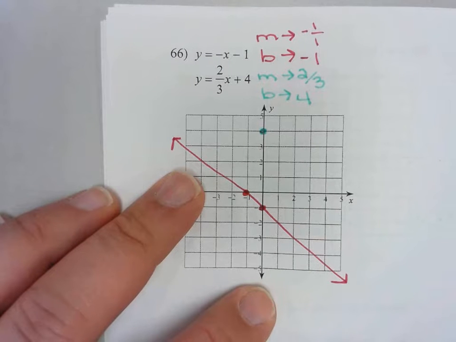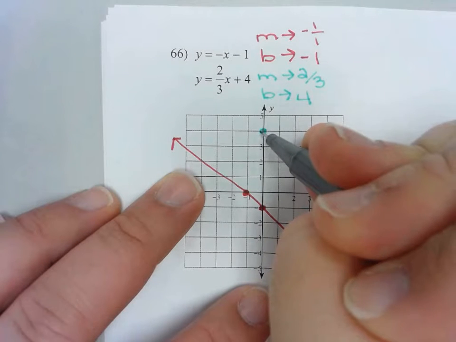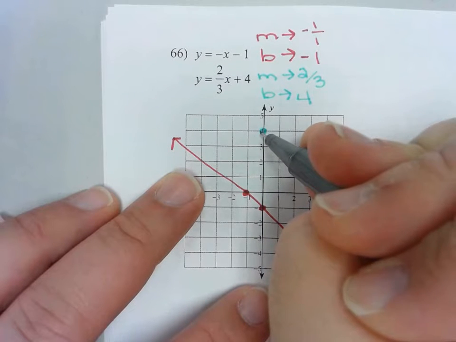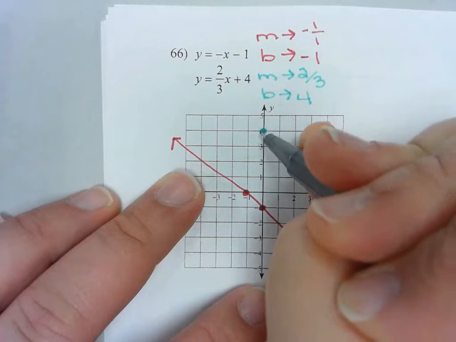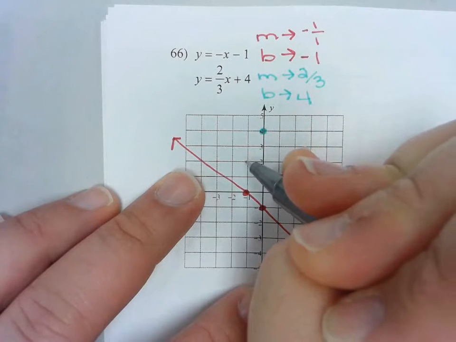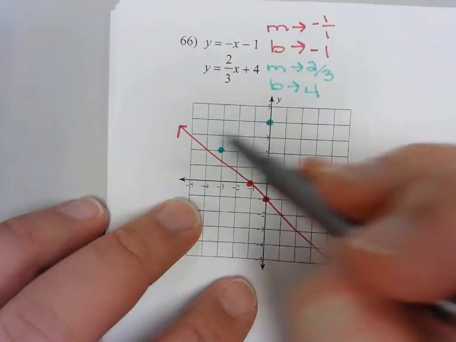And then my slope, I'm going to go down 3 or left 2? No, rise over run. You go down 2 and then up 1. 1, 2, left 3. 1, 2, 3. Okay.